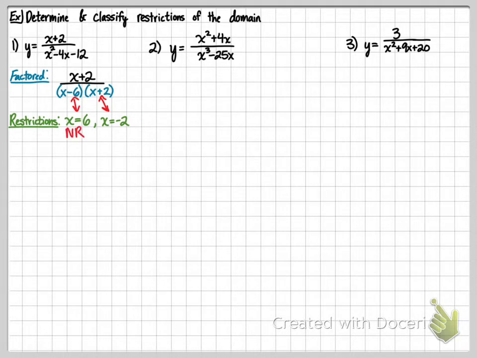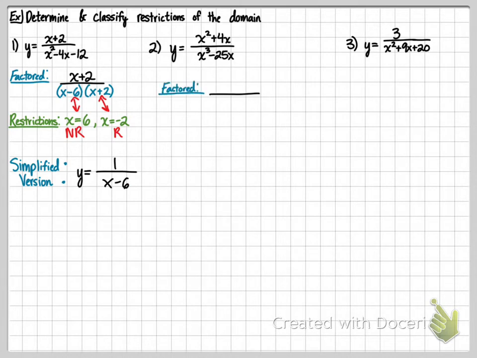Now, x equals 6 is non-removable, but x equals -2 is removable. So here's the simplified version. Y equals 1 over x minus 6. Now, why is this called removable? Because look, we can cancel out x plus 2 over x plus 2. When we factored the denominator, we can cancel x plus 2 and x plus 2, and we're just left with 1 over x minus 6. Meaning that the x equals -2 is a removable discontinuity, and the x equals 6 is non-removable because we don't cancel that one out. And this is your simplified version.